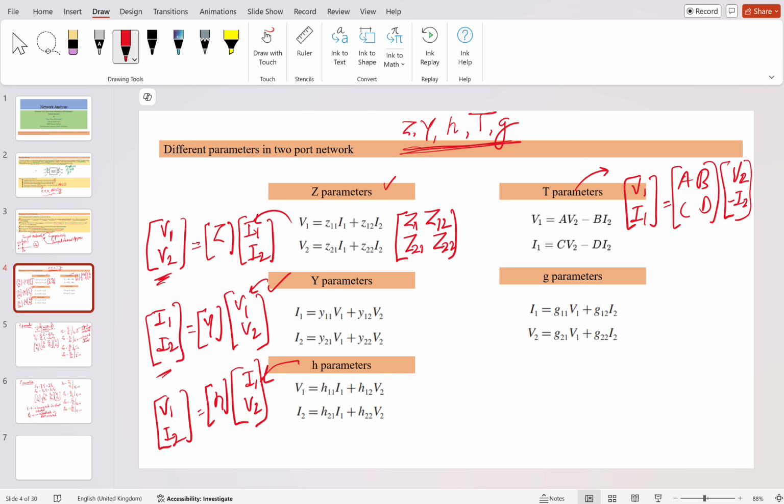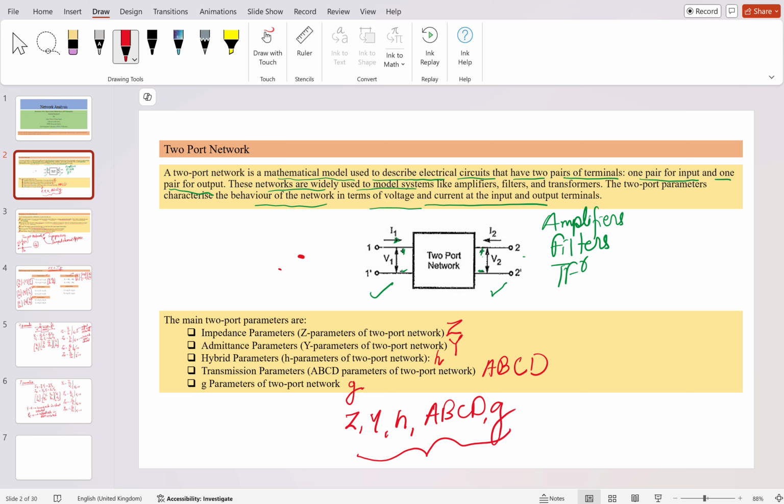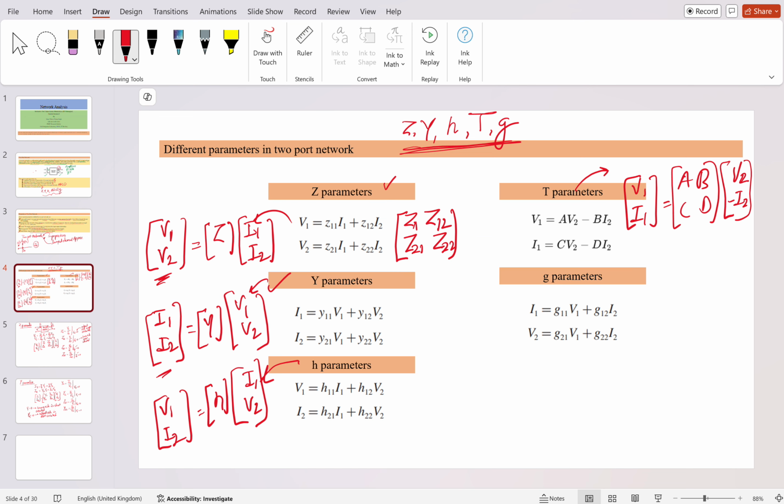Why is it opposite? In the two-port network which I have shown, the I2 is actually entering into the two-port network. But in the ABCD parameters, it is assumed that it is going out of that network, because in transmission you always send the power from the source side to the receiving end side. That means the current is leaving from the sending end to the receiving end. That's why it is kept as minus I2 basically.